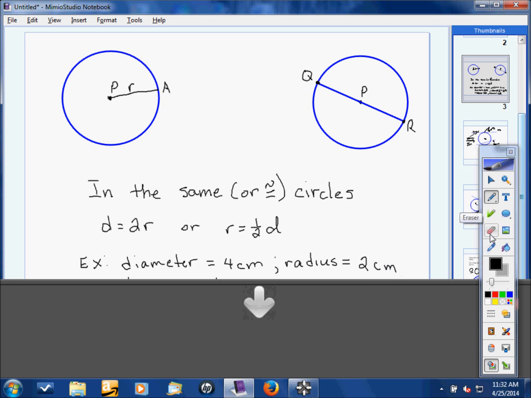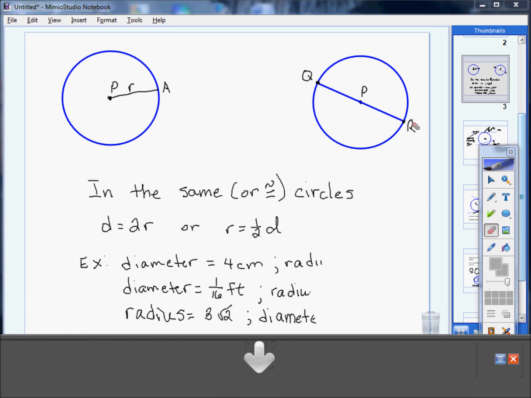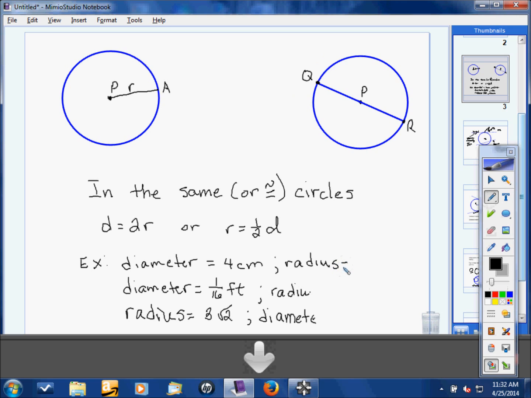Let's see if I can get this eraser to erase quickly enough to get this one off of here. Here we go. That's not too bad anyway. Okay, I just wrote it down. Good. All right. So the radius is 2 on this one.